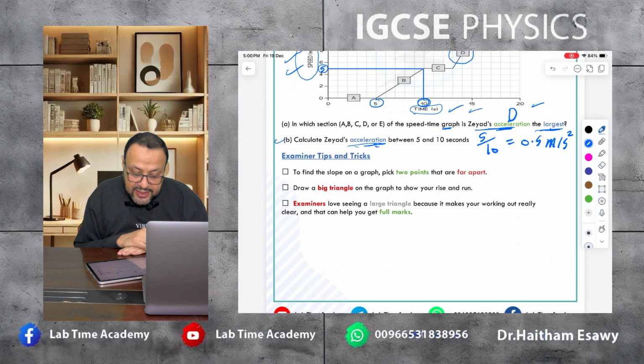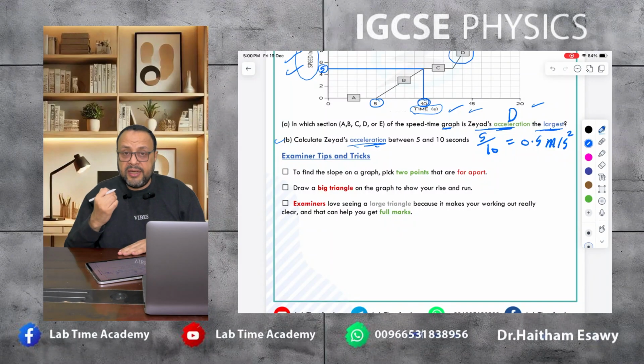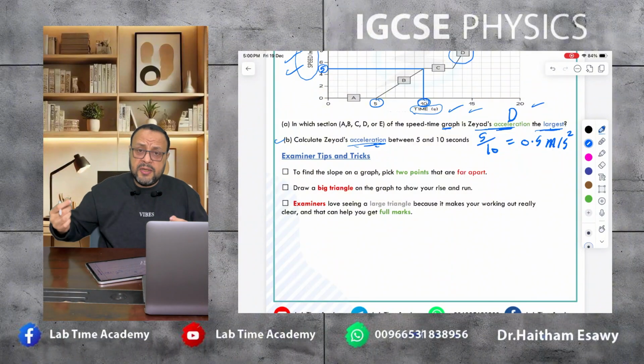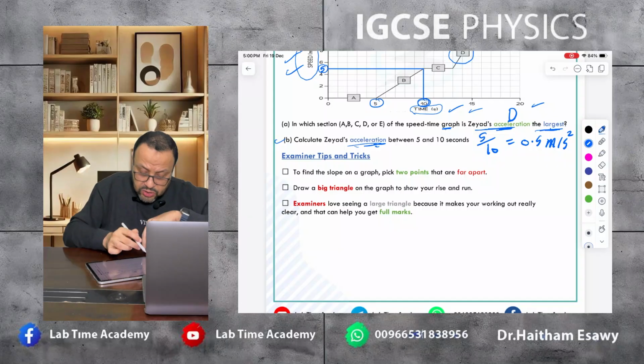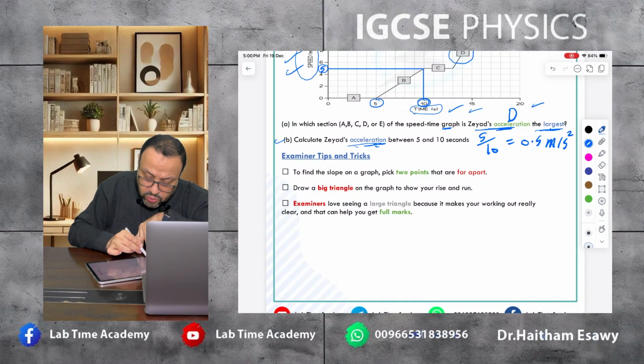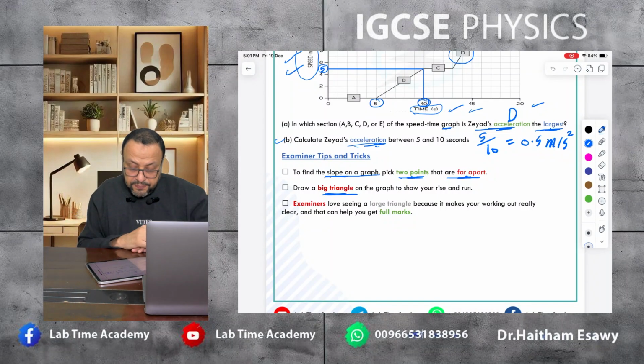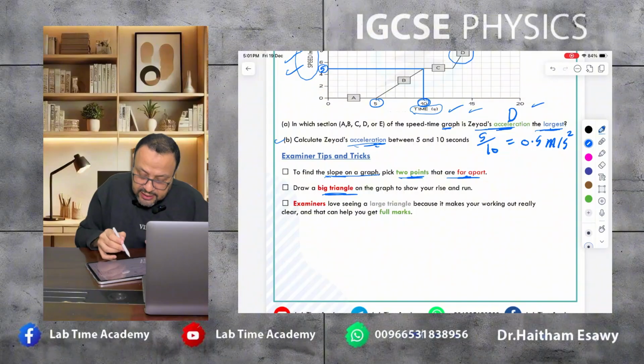About the examiner tips and tricks. As I said before, if he asks you to calculate the gradient, you have to choose 2 points far from each other to obtain a big triangle. So the first thing to find the slope of the graph is to choose 2 points far from each other, and then draw a big triangle to obtain an accurate result. Because the examiners, as I said, will be interested in the larger triangle to give you full marks.